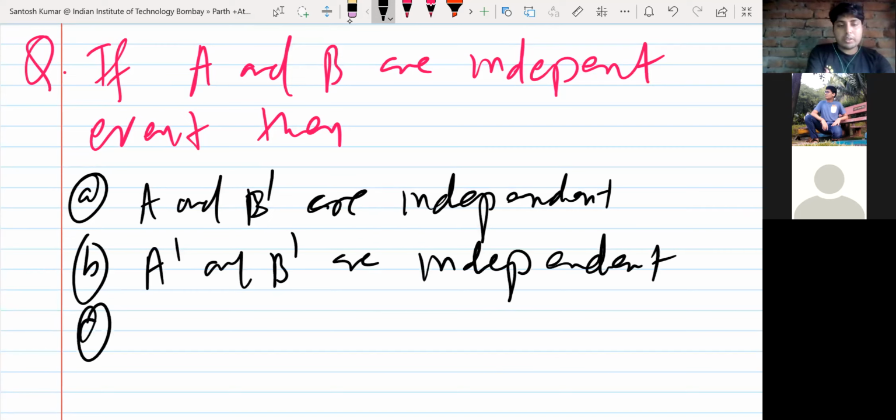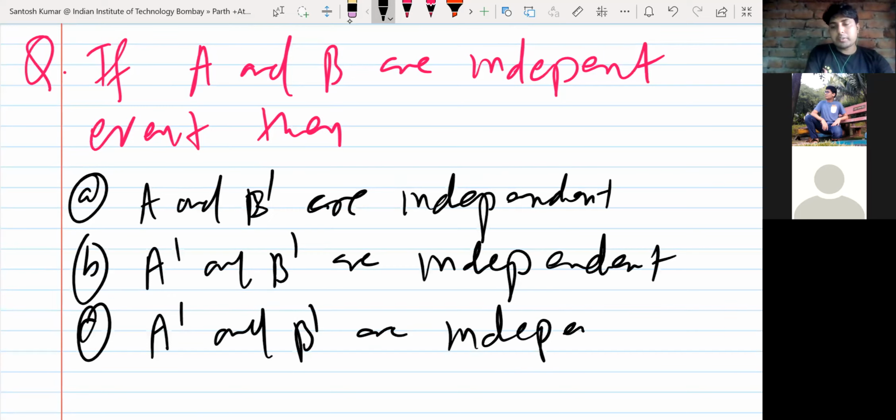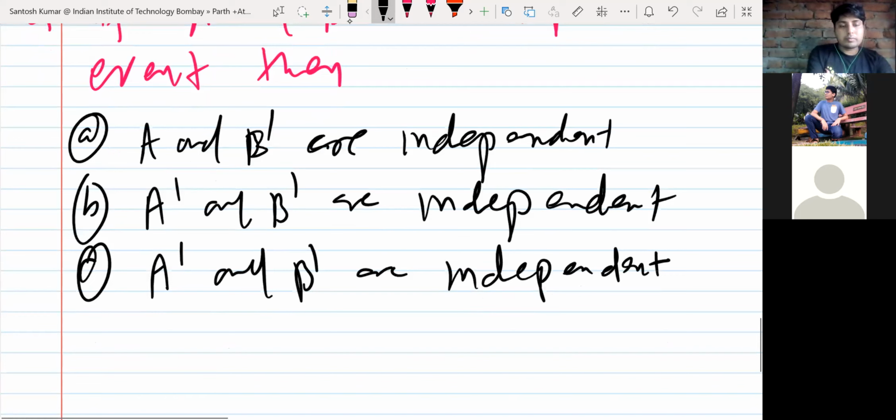Option B: A complement and B are independent. Option C: A complement and B complement are independent. And next is option D: none of the above.